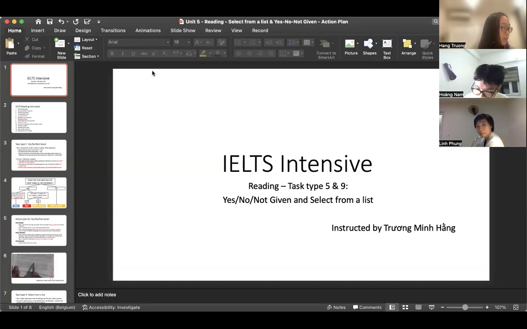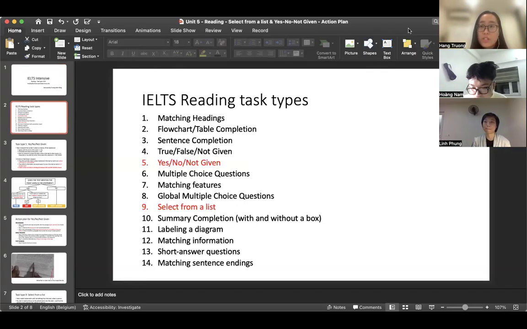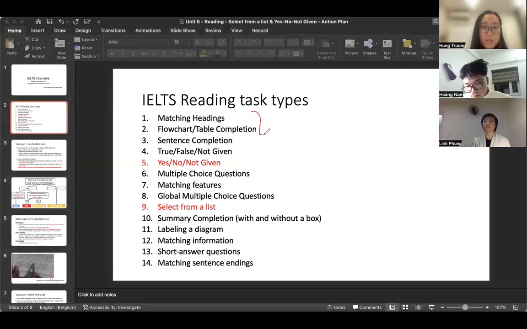Okay, so let's resume with Unit 5. The first 5 task types that we mentioned from 6 task types, 1 to 6, we have finished them already. So this is Unit 1 till 3. And I will not work with Unit 4 in class because this will be your self-study at home.